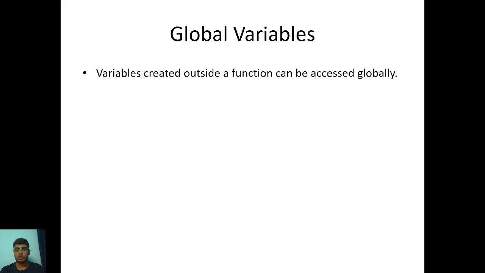So here come our global variables. A global variable is a variable that is declared outside any function. Unlike a local variable, a global variable can be accessed by all functions in the program. In simple words, a global variable is shared throughout the program. Syntax.